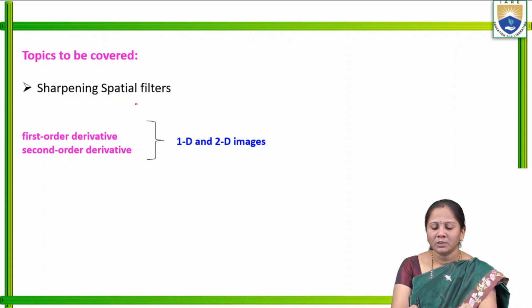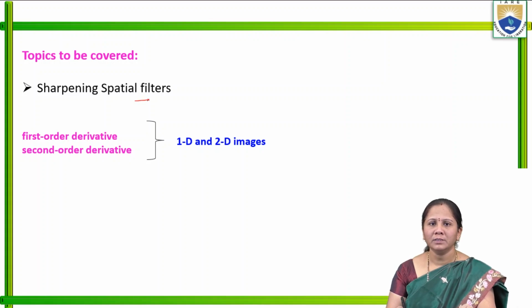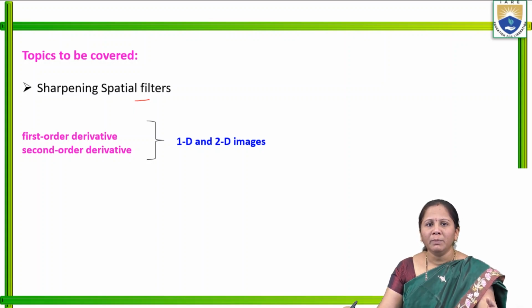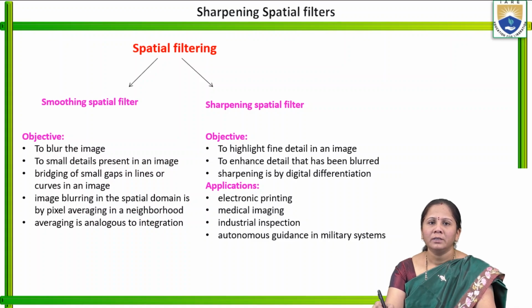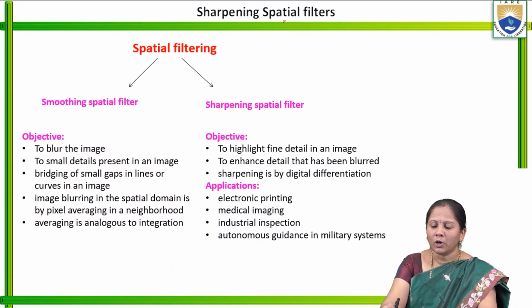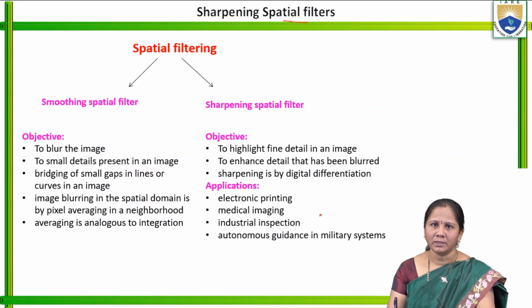In this sharpening spatial filters concept, we are going to learn about first order derivative and second order derivative, and we are going to apply these to one dimensional and two dimensional images. And we are going to learn about image enhancement when we apply the Laplacian mask. So coming to the detailed discussion, sharpening of spatial filters.